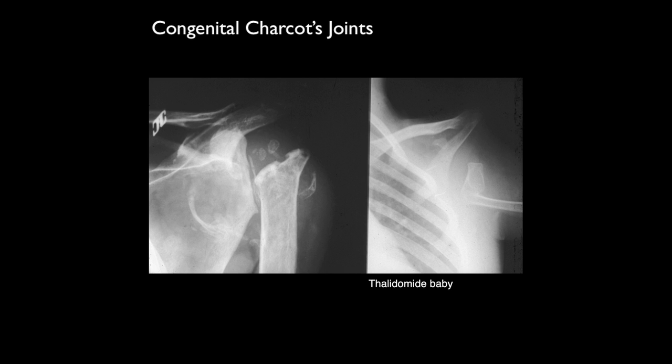Charcot's joints are normally seen in adults with long-standing sensory nerve damage. But here we had evidence of Charcot's joints in the newborn. So, both of these observations pointed to sensory nerves as the target of the drug. This was a brand new interpretation.